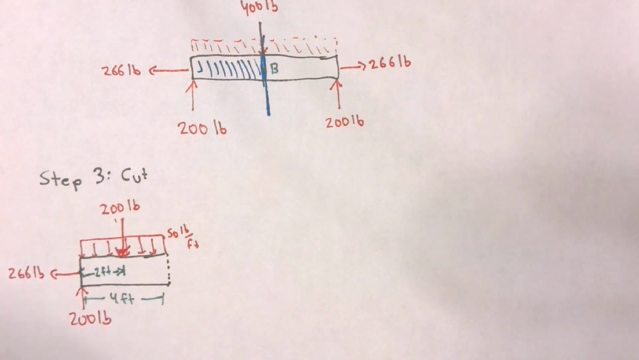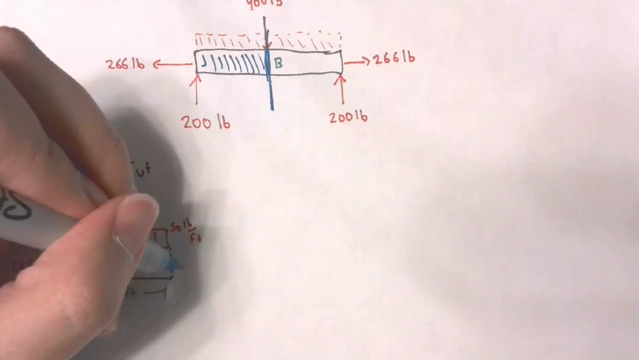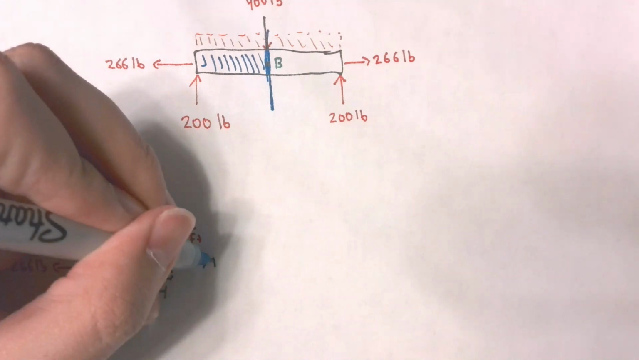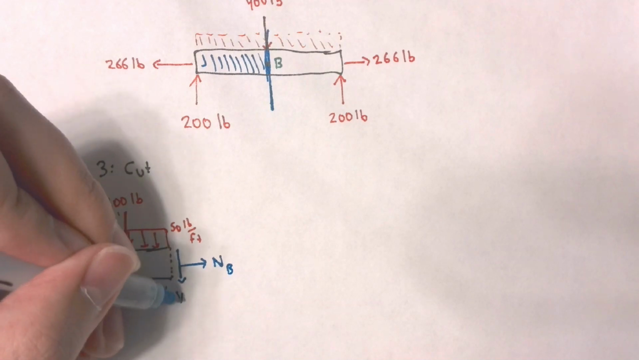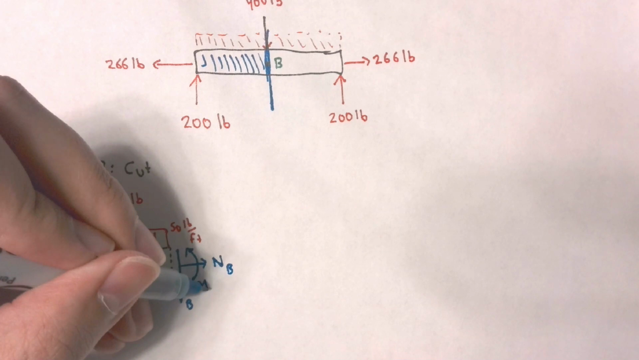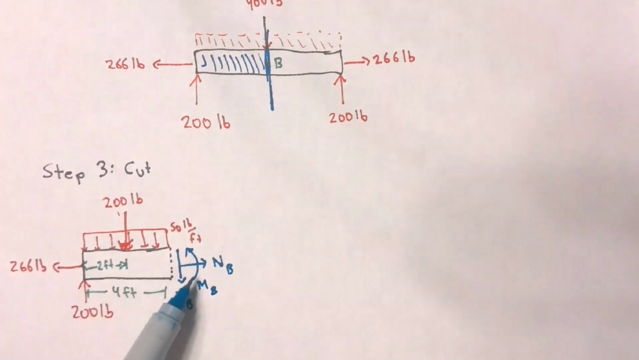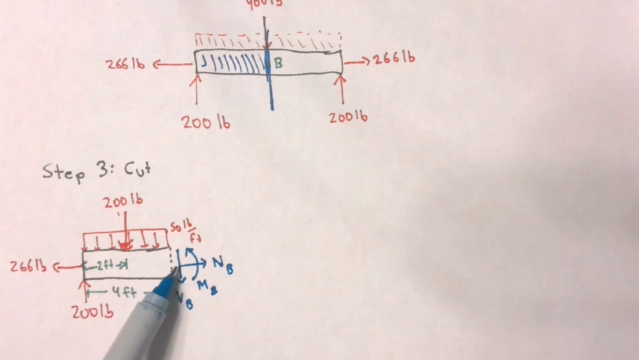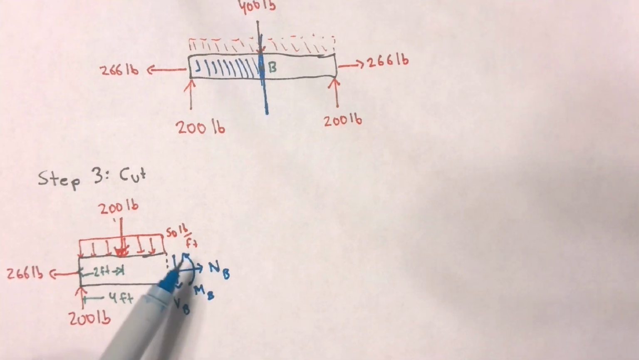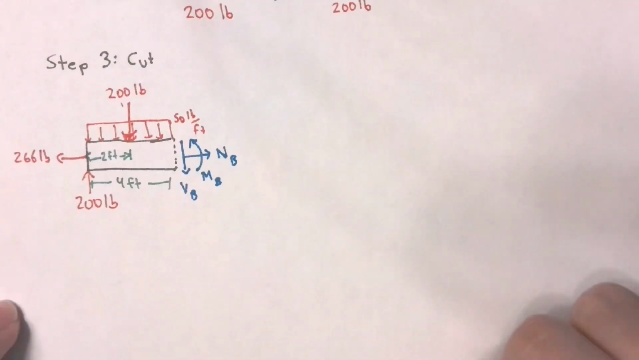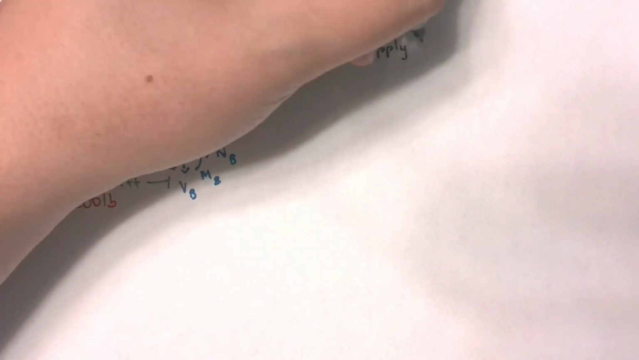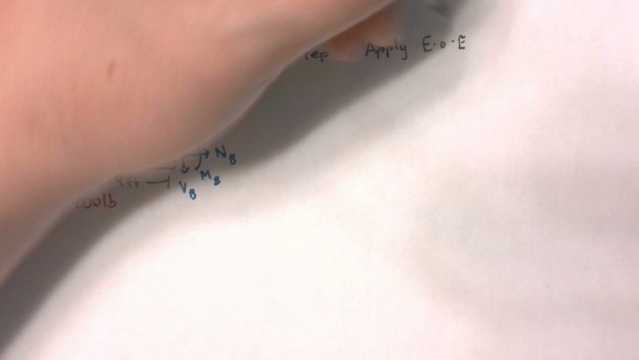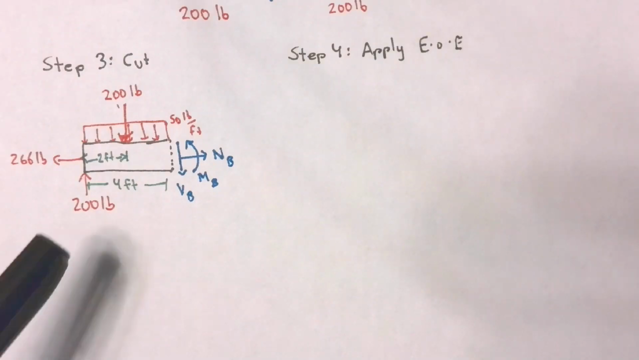Okay, I can draw my internal forces. I have a normal force at point B. I have a shear force at point B, and I have a bending moment. Remember, I'm assuming that these internal forces are always going to be positive, in the sense that tension, clockwise, and smile. That's all it is. Okay. So now that I've identified my internal forces, I can go ahead and solve for those internal forces by applying the equations of equilibrium.